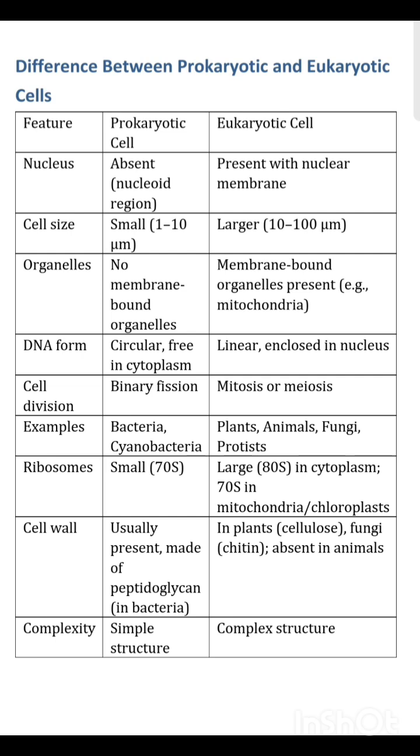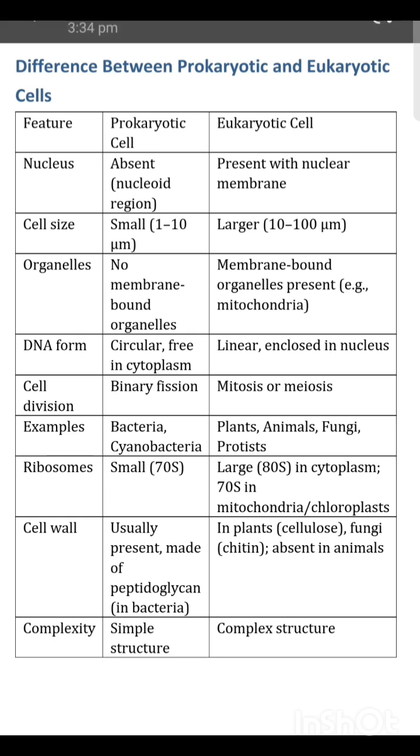Moving on to ribosomes, prokaryotic cell have small ribosomes which are 70S. Ribosomes do make protein, but these are smaller and simpler. But in case of eukaryotic cell, there are large ribosomes present in cytoplasm, and 70S ribosomes are present in mitochondria and chloroplast.